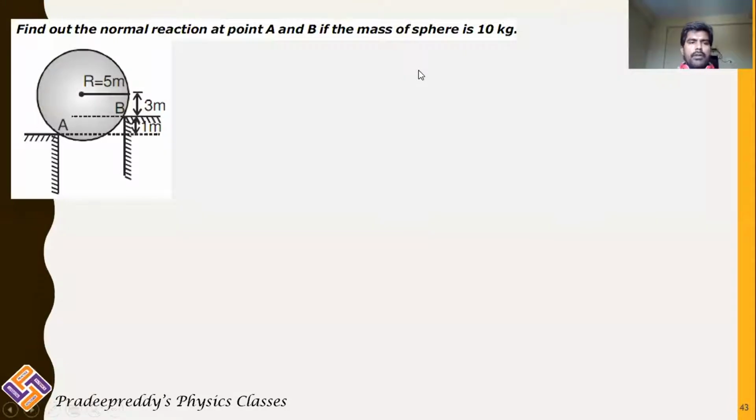You have a sphere which is resting on the floor. At point A and point B, it is in contact with the floor. So at point A there is contact of the floor with the sphere, and at point B there is another contact. Now, let me draw that figure here, a little bit bigger, so you can understand the concept clearly.